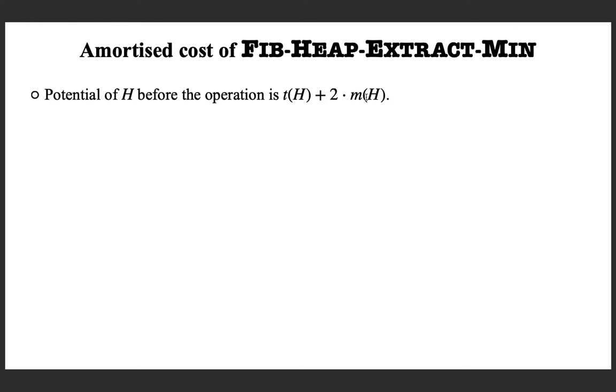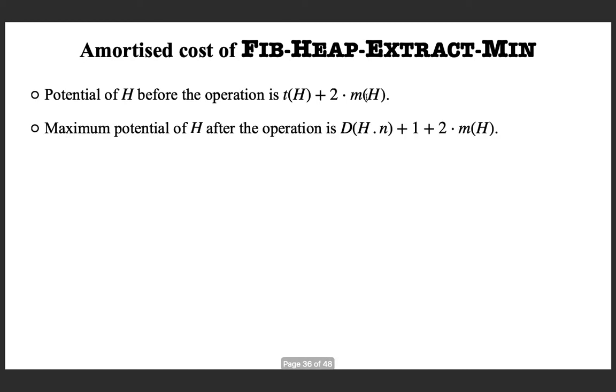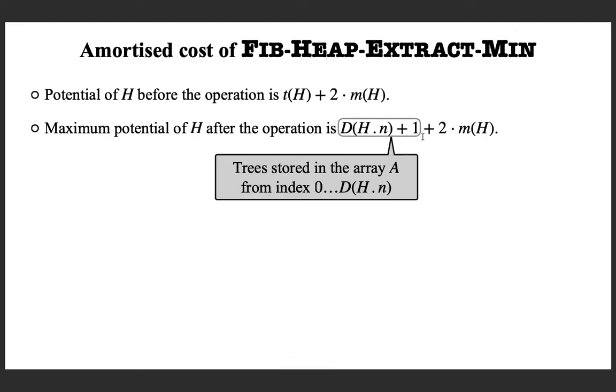That is by definition. Now we have to see what the potential will be after the deletion operation. After the deletion operation, in the worst case there can be these many trees, because we are collecting the trees in that array. In the array, the index varies from 0 to this quantity, so the number of trees is this quantity plus 1. If this quantity is 9, 0 to 9 means 10 trees are there. I hope you remember this.